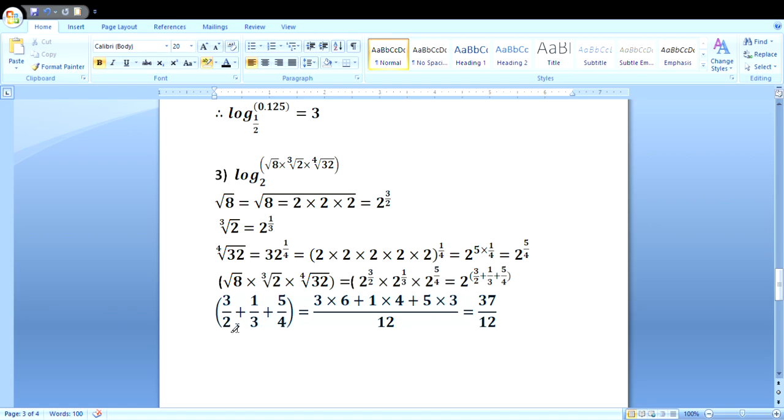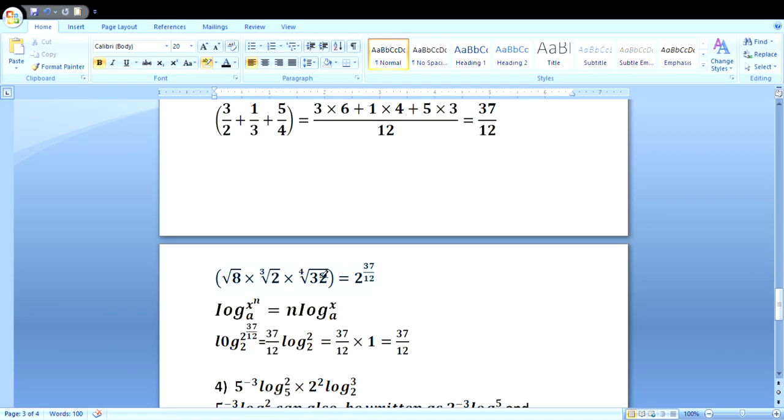And the LCM of the denominators of the fractions, 2, 3, and 4, is 12. 12 divided by 2 is 6. So 3 times 6 gives 18. Then 12 divided by 3 is 4, 1 times 4 is 4, plus 12 divided by 4 is 3, 3 times 5 gives 15. So if you sum all these together, I get 37 over 12.